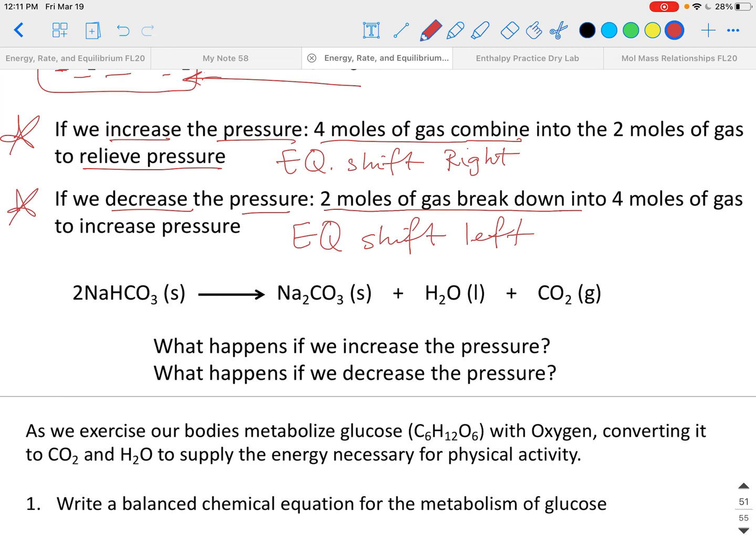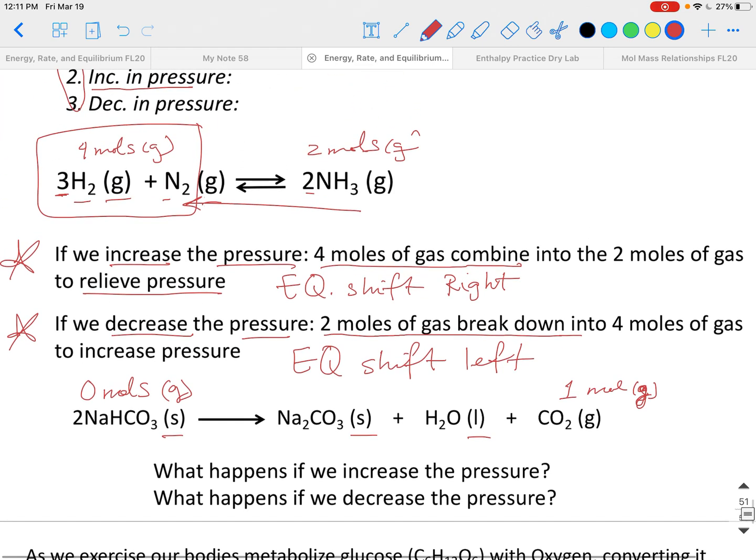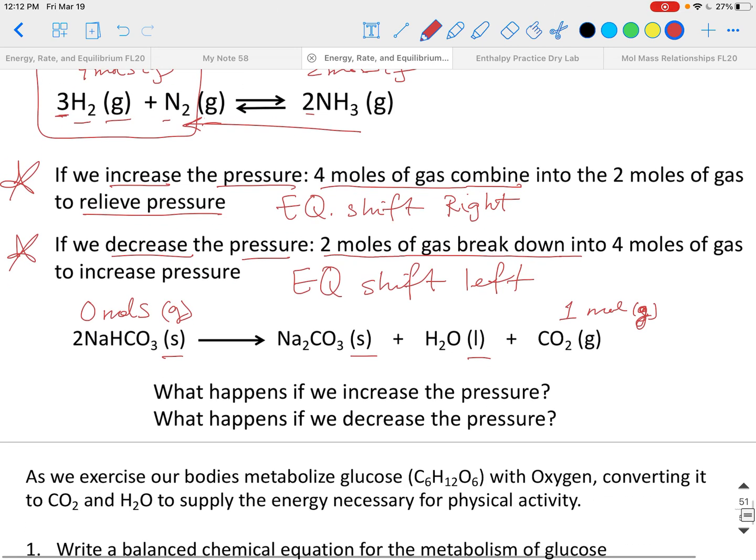2 moles of NaHCO3, that's a solid. And then we've got on the product side a solid, a liquid, and gas. So we have 0 moles of gas on this side, and we have 1 mole of gas on the product side. So this one is opposite of that ammonia reaction up here. We have a higher number of moles of gas on the product side.